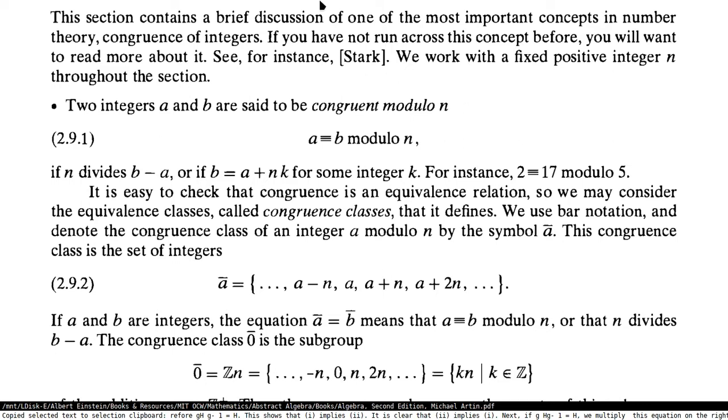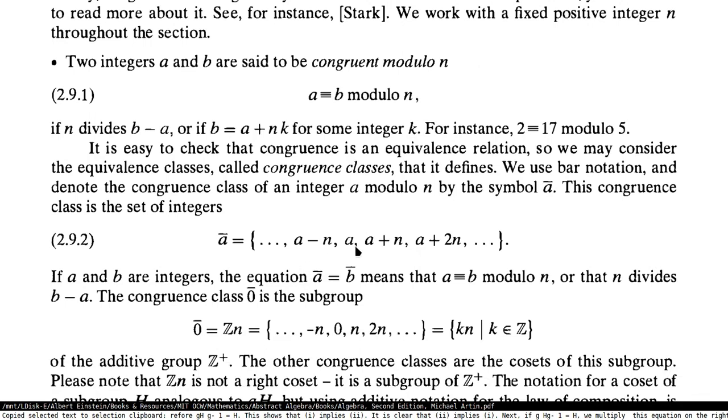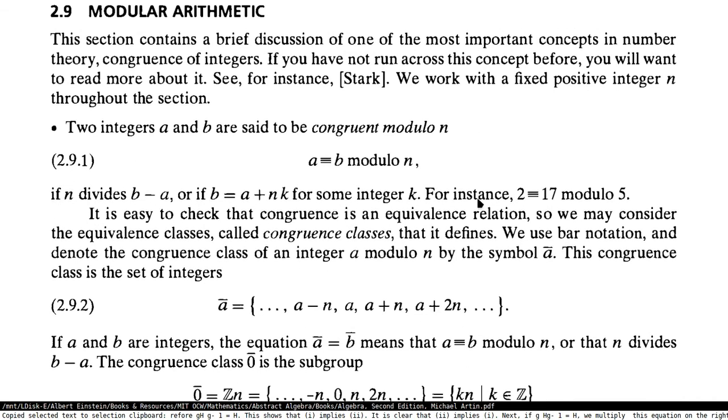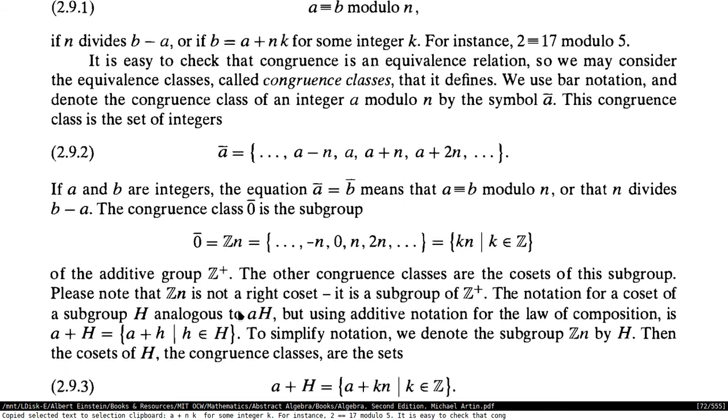And these elements are written like this: a minus n, a plus n, a plus 2n, because of this form. Right? So all the b's are of this form. So if a and b are integers, the equation a bar equals b bar means that if your congruence classes are equal, then a is congruent to b mod n, right?